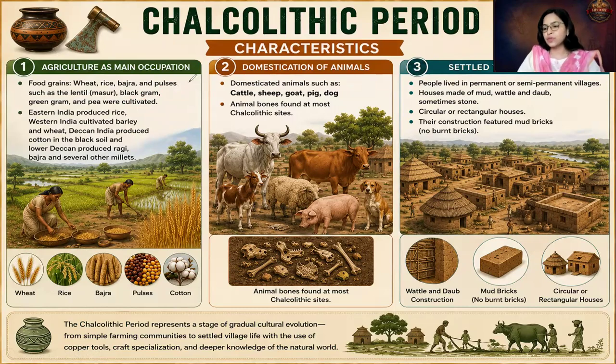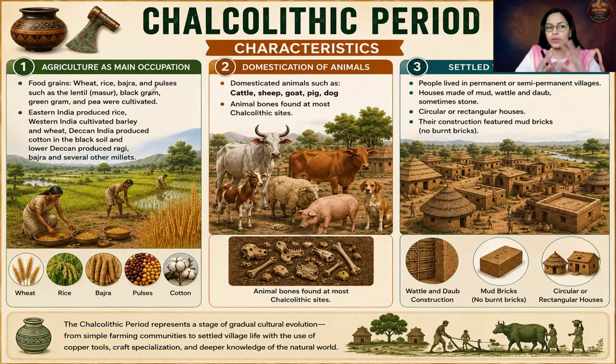The very first feature is that agriculture was the subsistence base. The main occupation which they practiced for their survival, for their livelihood, was agriculture. However, agriculture was much more advanced than in the Neolithic age. Why? Because already in the Neolithic age, man learned the technique of agriculture, producing food crops. Now, in this period, man began to master that technique.